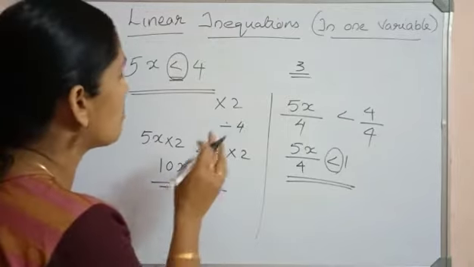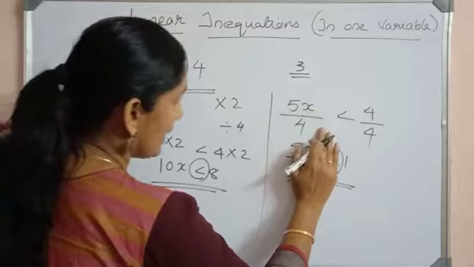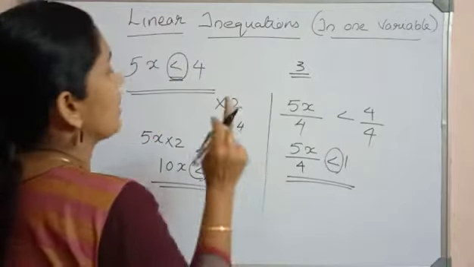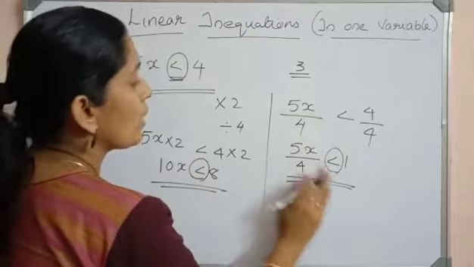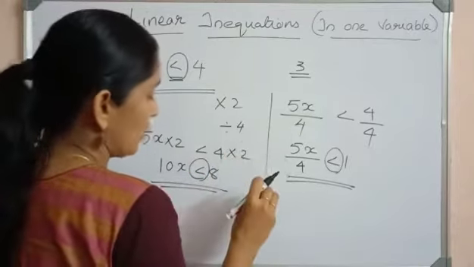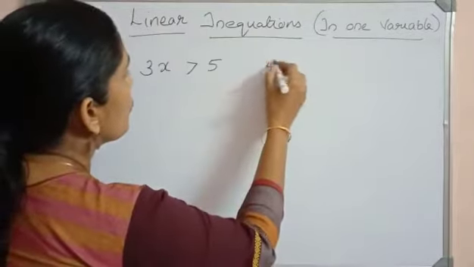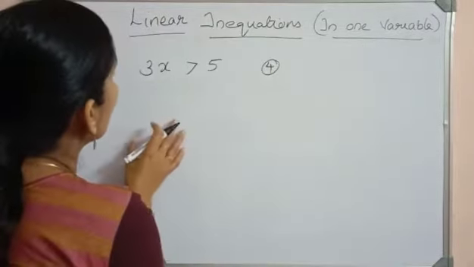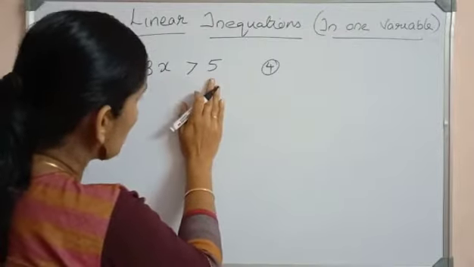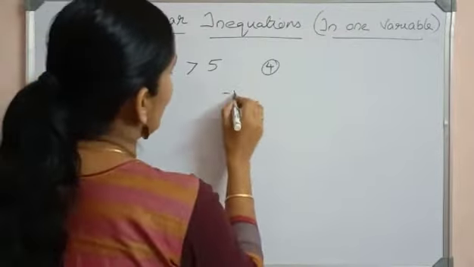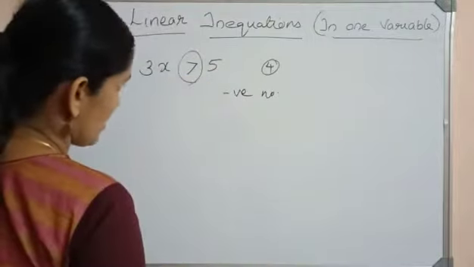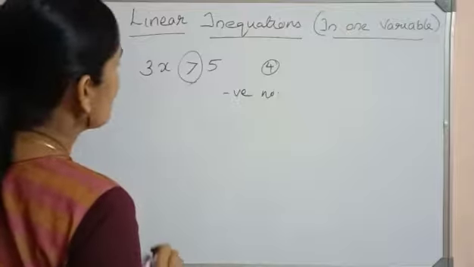That means whenever you are multiplying or dividing both the sides of the inequation by a positive number, then the sign of the inequality remains the same. So the condition is that it should be a positive number. Rule 4 says that whenever we are multiplying or dividing both the sides of the inequation by a negative number, the sign of the inequality reverses.